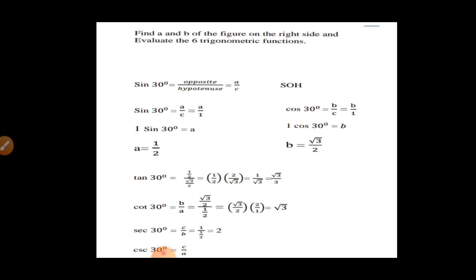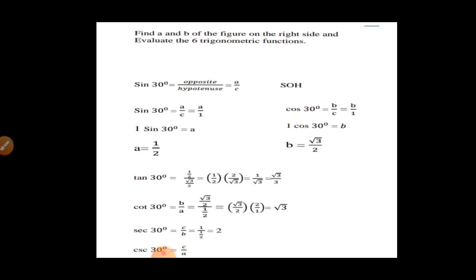Tan 30 degrees is equal to 1/2 over square root of 3 over 2 is equal to the quantity of 1/2 and the quantity of 2 over square root of 3 is equal to 1 over square root of 3 is equal to square root of 3 over 3.